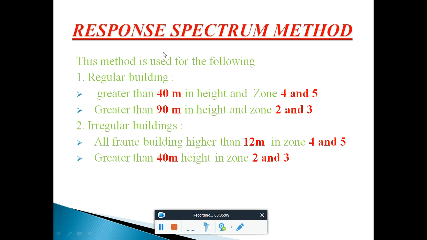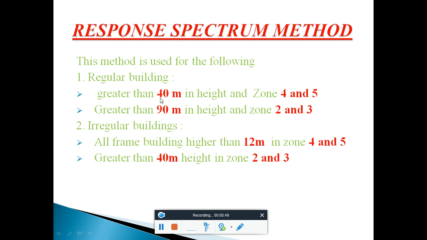Let's see where you can use this. Generally, this response spectrum method can be used anywhere, but the code has given some guidelines for regular buildings. One thing I forgot: the definitions of a regular building and an irregular building are given in IS 1893. So please go and check what is the meaning of regular building and what is the meaning of irregular building. Okay, let's see where you can use the response spectrum method.